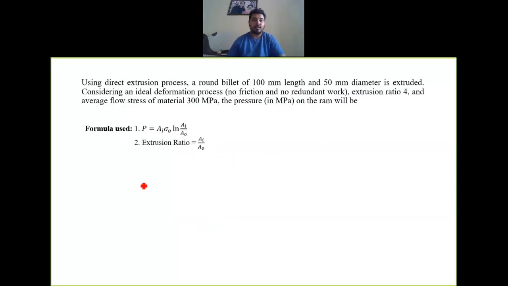Next numerical, using the direct extrusion process. It is a type of extrusion process. A round billet of 100 mm length and 50 mm diameter is extruded. Considering the ideal deformation condition, which is no friction and no redundant work. Here the extrusion ratio is given, which is the initial area upon final area, and the average flow stress is given as 300 megapascal. Then calculate the pressure in megapascal on the ram.